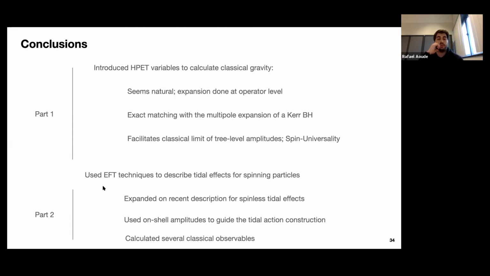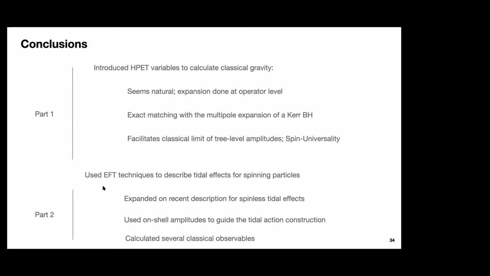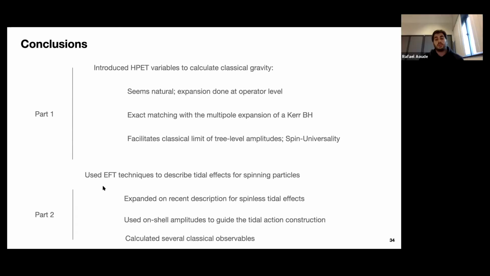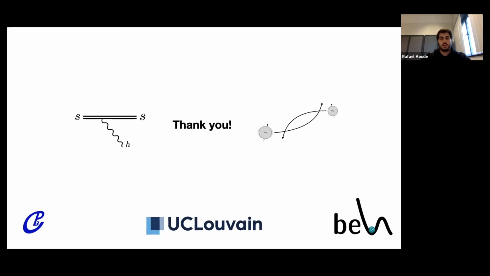I showed that we use the EFT techniques, more precisely the Hilbert theory, to enumerate all the possible tidal effects that you can have for spin-half particles up to 2 PM. And this was a generalization of the recent description for the spinless effect. And then we also use the on-shell approach to guide us in this action construction, and we calculated several classical observables from that. I guess with that, I would like to thank you for the attention and for listening.